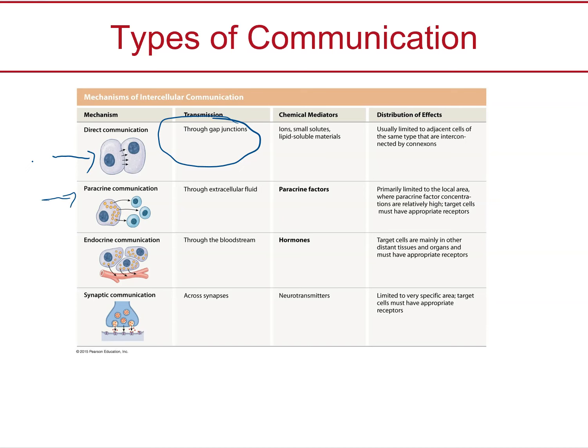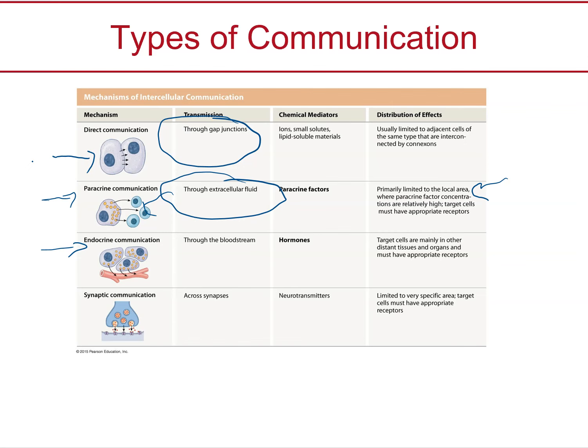Paracrine communication is a little bit different. This goes through your extracellular fluid. Remember, your extracellular fluid is a fluid that surrounds cells. It's also known as interstitial fluid. So paracrine factors are considered local factors. And what that means is they're released in one area and then they affect the cells in that area. So they're a local effect.